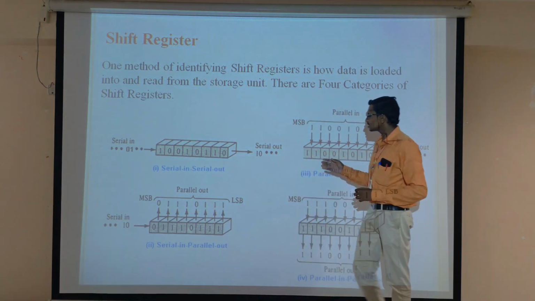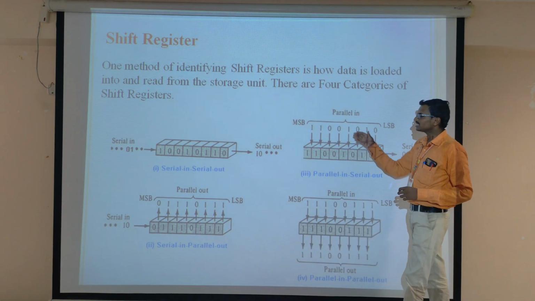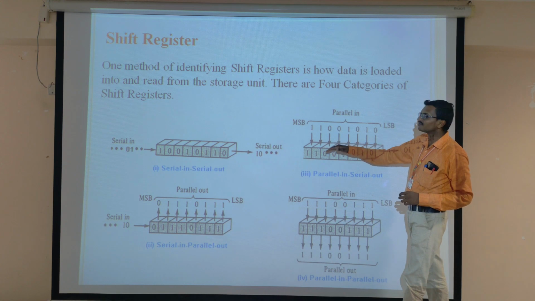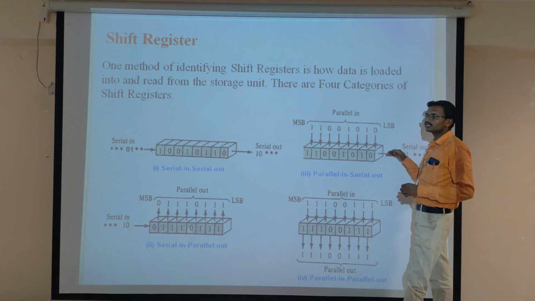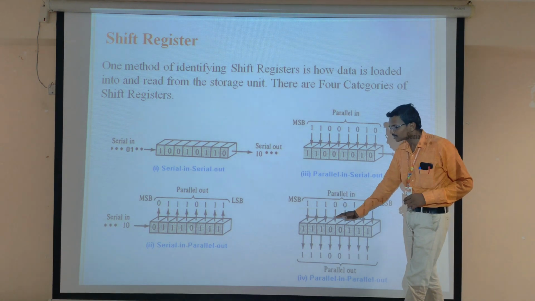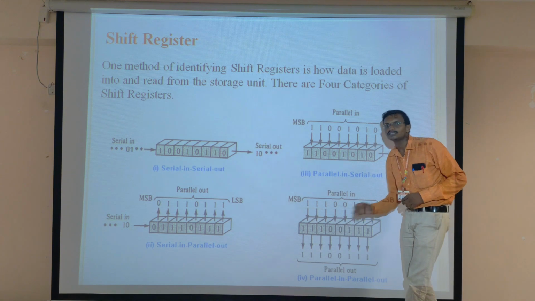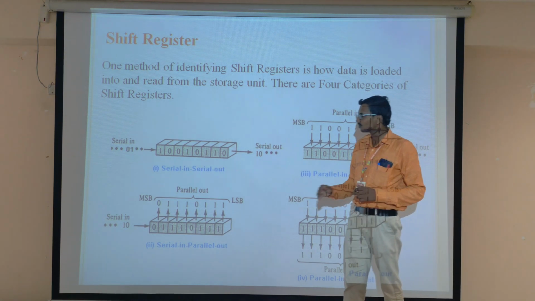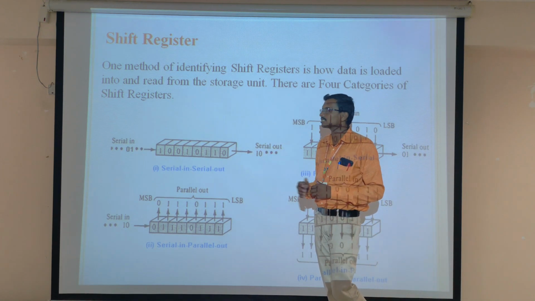The next one is called parallel in, serial out. That means we apply the input in parallel, but we get the output in serial manner. The last type is called parallel in, parallel out. That means we apply the input in parallel, and we get the output also in parallel. We are going to explain the types of shift registers in detail.